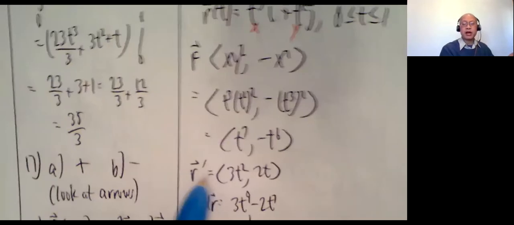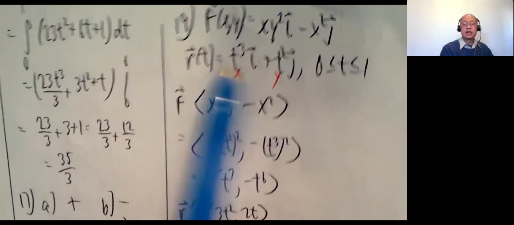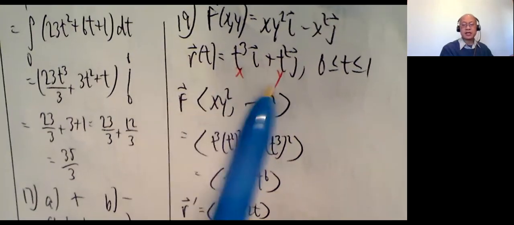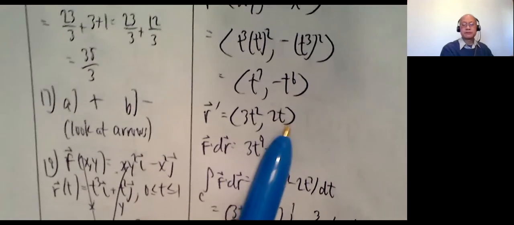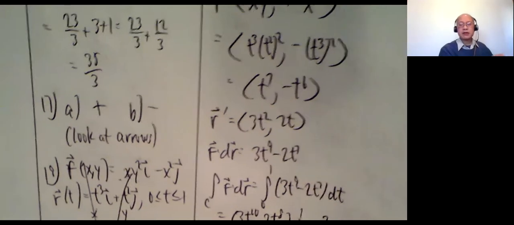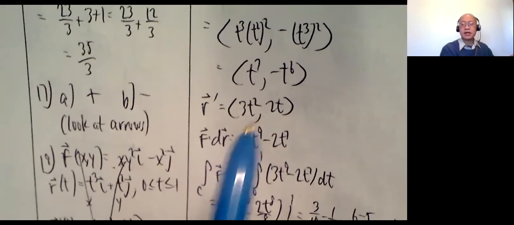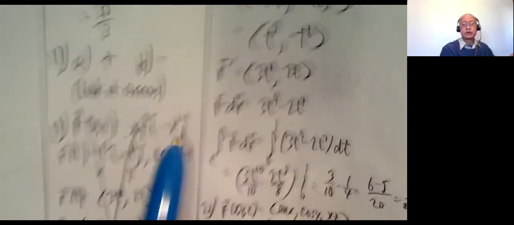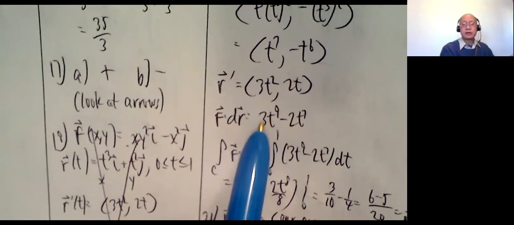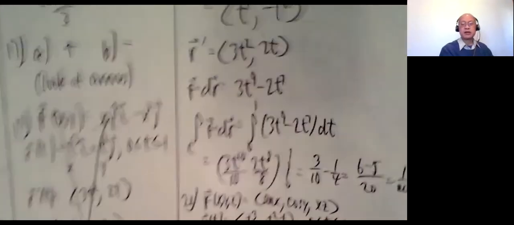And then I need r prime, dr. That's easy. So that's 3t squared, 2t. You can think of that as dx and dy. So 3t squared, negative 2t. Take their dot product. That times that is 3t to the 9th. That times that is negative 2t to the 7th. So the integral of f dot dr is I'm integrating 3t to the 9th minus 2t to the 7th from 0 to 1. Okay, so that should be pretty straightforward.